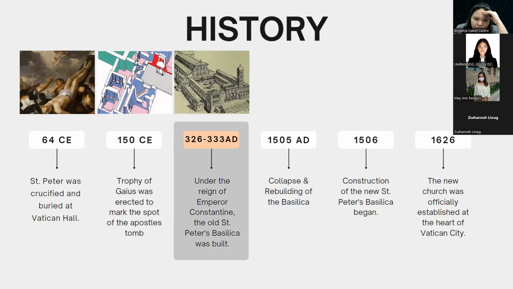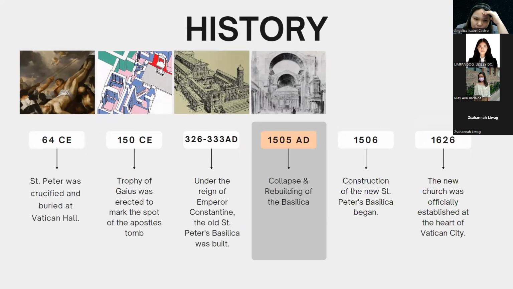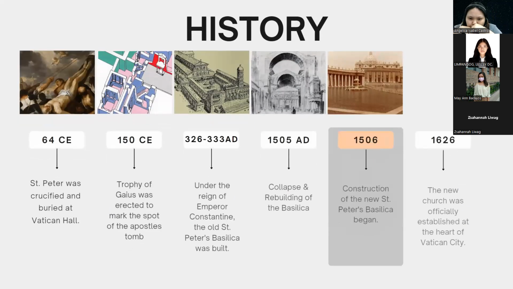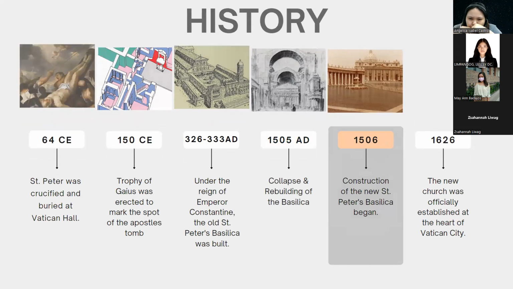Tapos, noong 1505 AD, like many medieval churches, it eventually fell into disrepair. Trinay siyang ayusin ng maraming popes. However, all the attempts failed. Finally, Pope Julius II decided to demolish the structure and replace it with a new basilica. 1506, the construction of the new St. Peter's Basilica began. Nagtagal siya ng 120 years, tas natapos siya noong 1626.